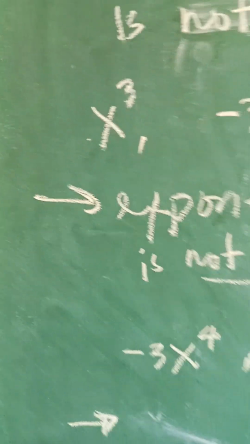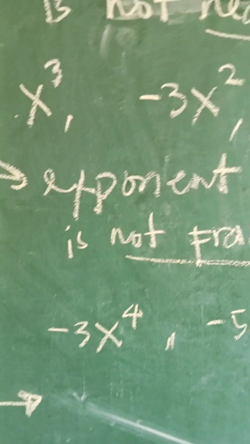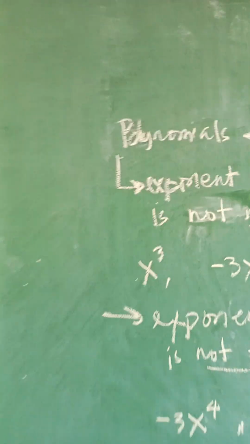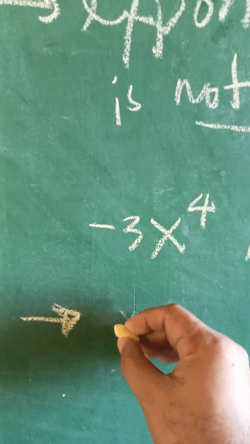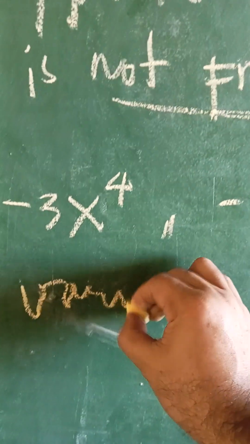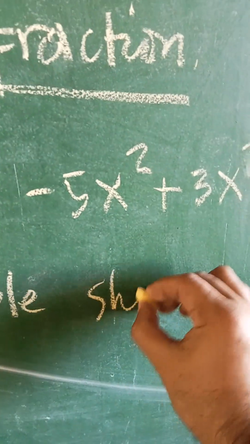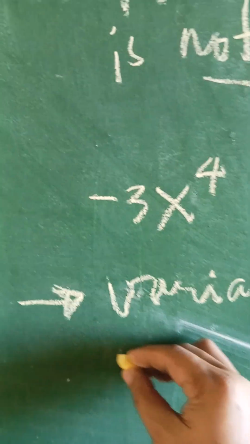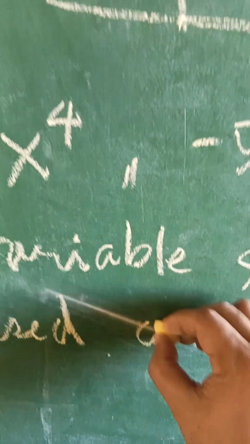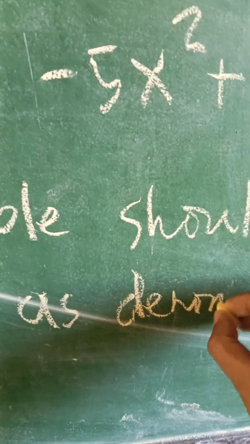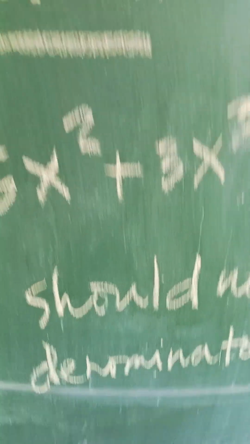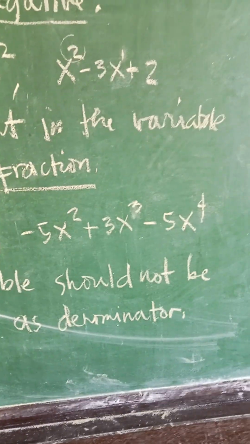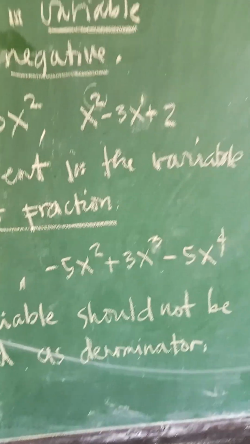How about the third characteristic or concept so that the algebraic expression is considered polynomial? The third one, or the last one, is that a variable should not be used as denominator.